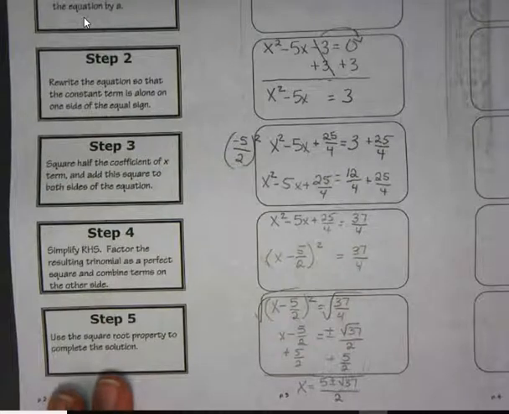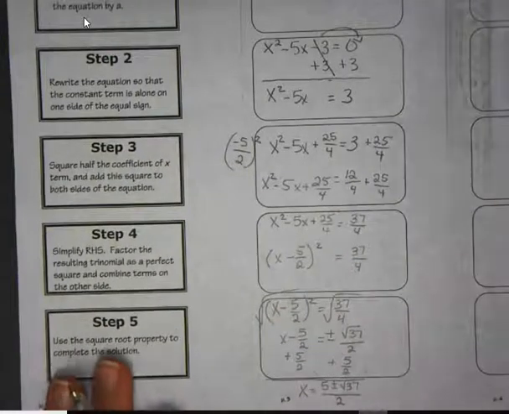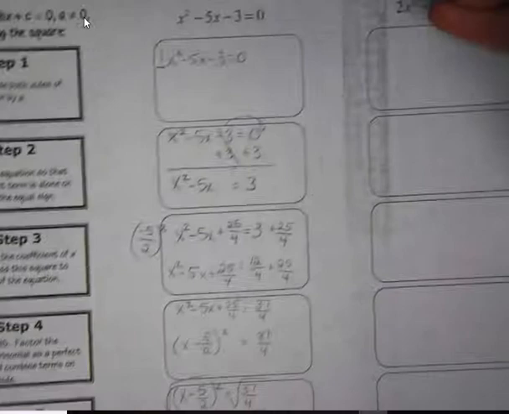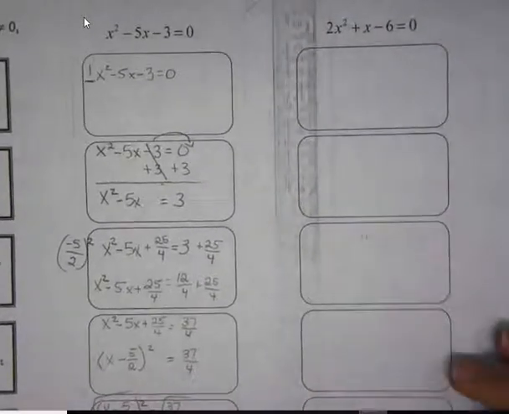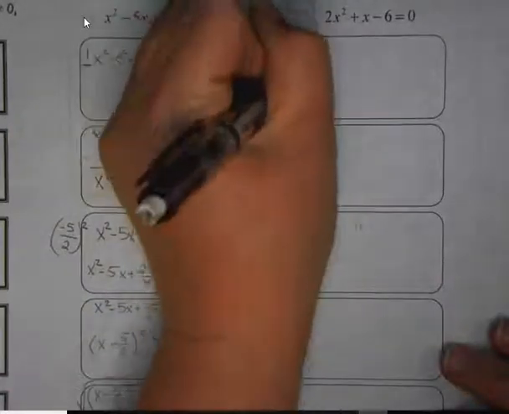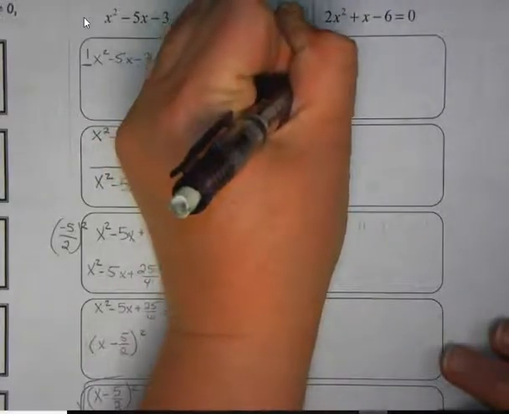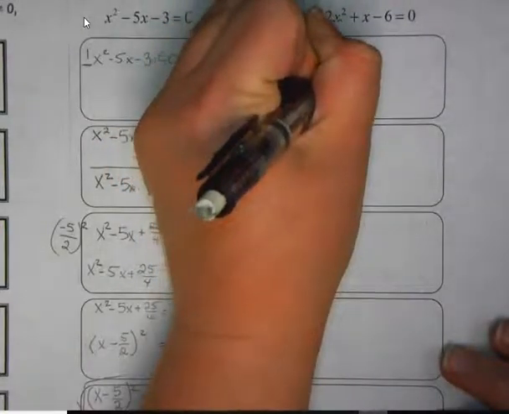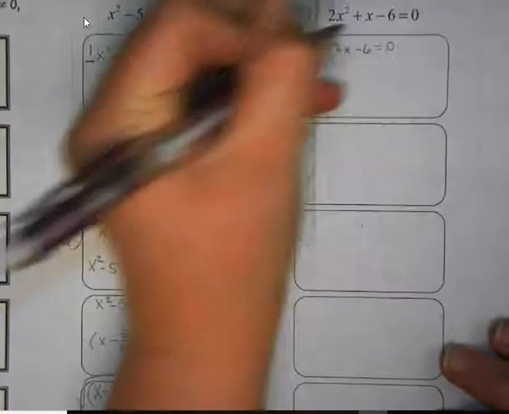All right, so that's what happens when our b is not even. We end up with a crazy little fraction. So let's go ahead and do another example. And again, b is not even on this one, so it's going to take a few minutes. So our problem now is 2x squared plus x minus 6 equals 0.